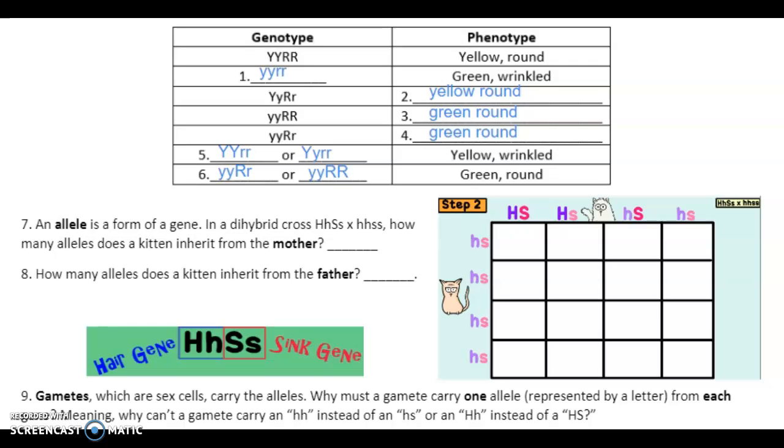How many alleles does a kitten inherit from the mother? So the kitten would inherit one allele for each trait from the mother. So it would inherit one H, it could be big or little. But one H. It may be a big H or a little h. And it would inherit one of the S alleles. And it could be big or little because of the heterozygous there.